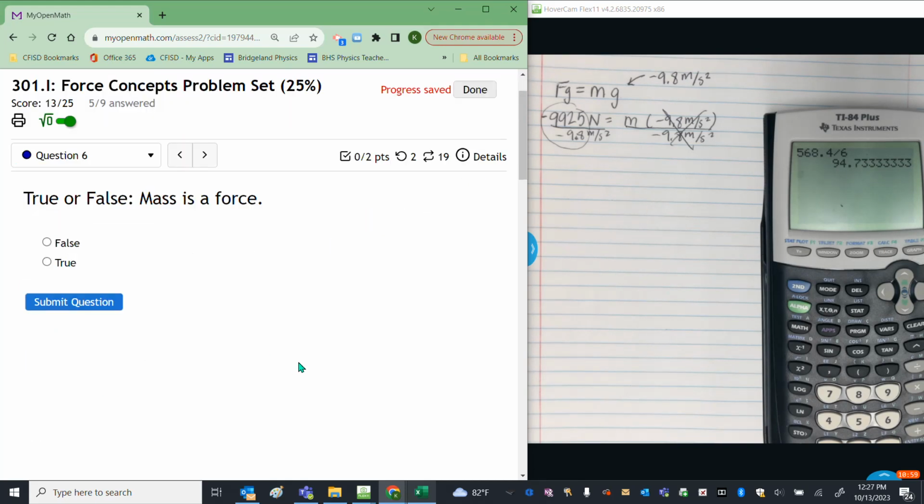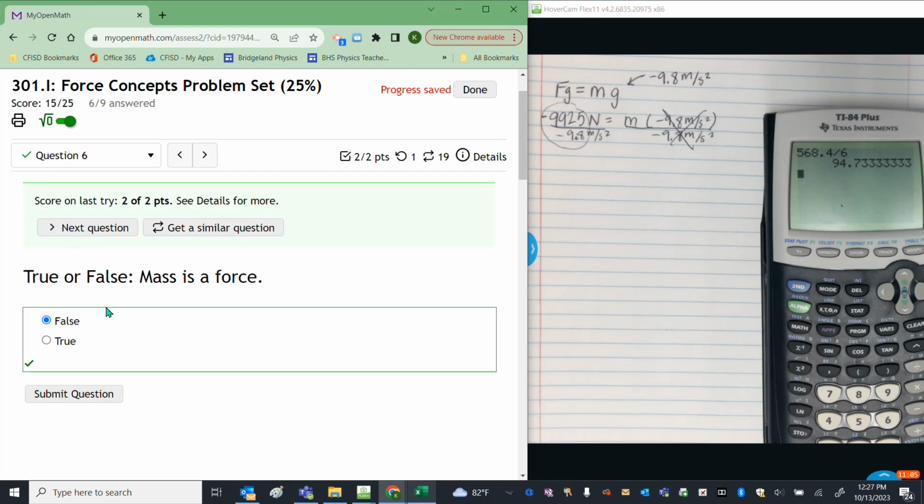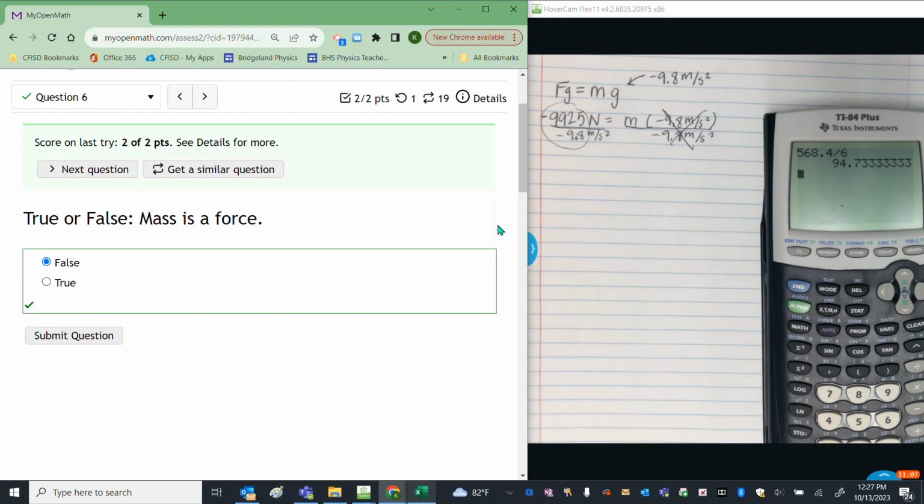Number 6, 301.1, true or false? Mass is a force. False. Weight is a force. Mass is not a force.